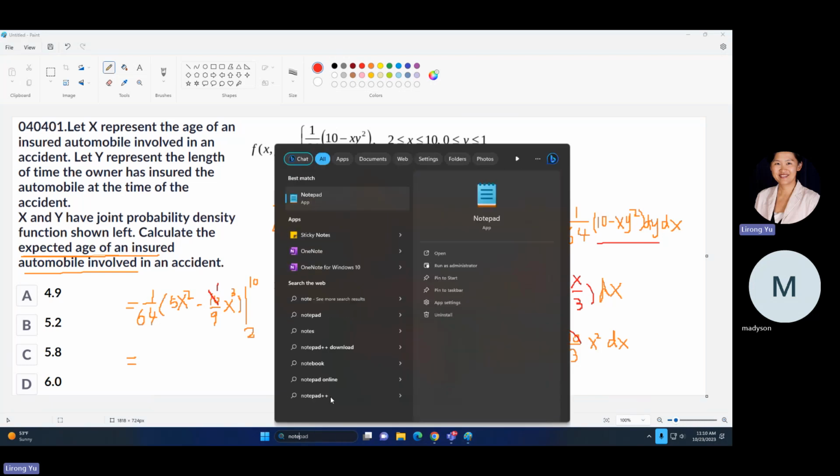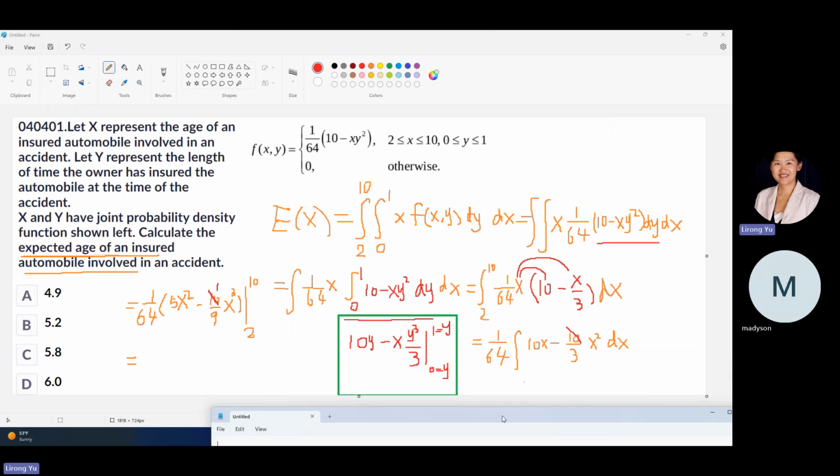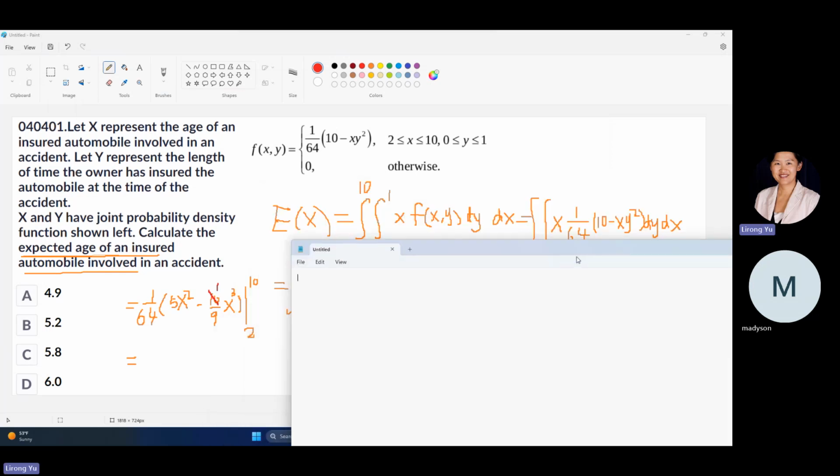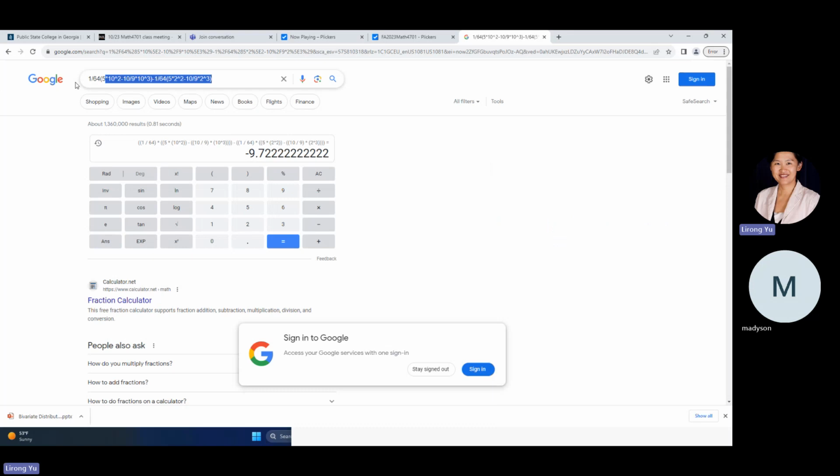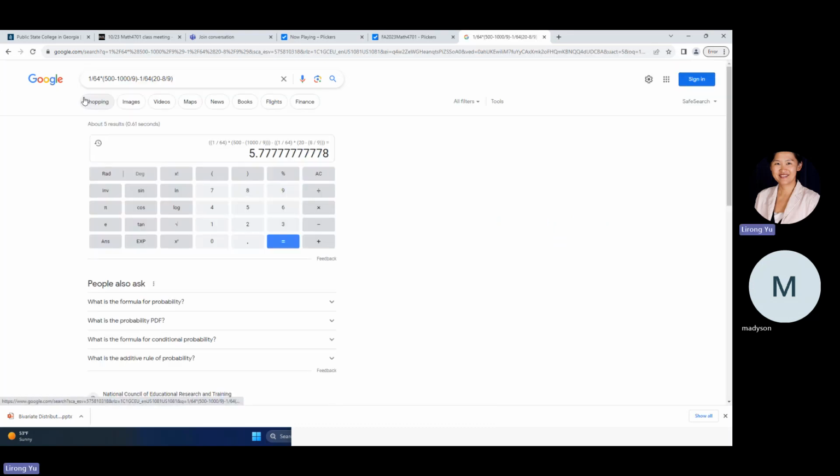So let's recalculate. Sorry, I made a mistake. So 1 over 64 times 5 times 10 squared is 500 minus 1,000, which is 10 cubed, divided by 9, minus 1 over 64 times 5 times 4 is 20, minus 2 cubed, which is 8, over 9. Okay, so this one.